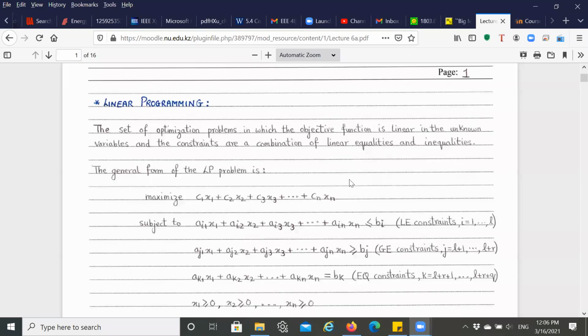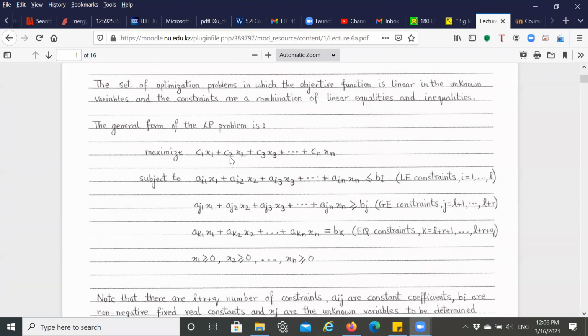Okay, good afternoon. Today we'll be looking into linear programming problems, or LPP for short, and this is lecture 6B, which has been uploaded to Moodle. So as we discussed earlier, the structure of an LP problem is as shown over here.